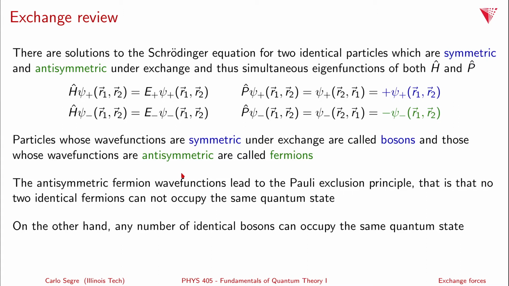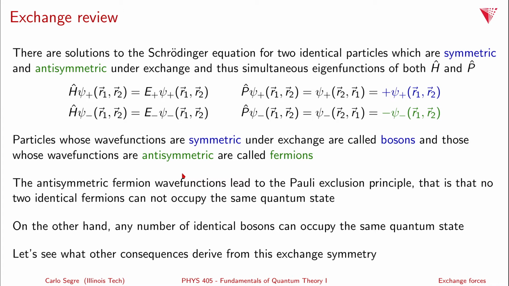However, any number of identical bosons can occupy the same quantum state. And that also leads to some very interesting physics, in particular to things like Bose-Einstein condensation and superconductivity. So let's see what are the consequences derived from this exchange symmetry.